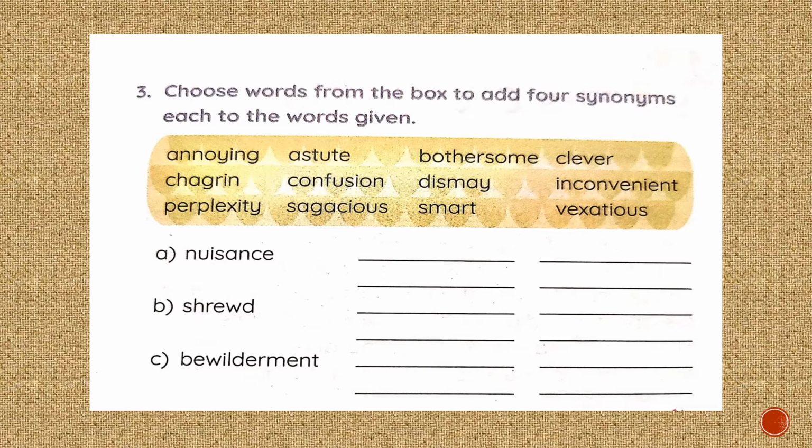So let us find out 4 words for nuisance: bothersome, annoying, inconvenient, vexatious. Let us find out 4 synonyms for shrewd: astute, clever, smart, sagacious. 4 words for bewilderment: confusion, dismay, perplexity, and chagrin.